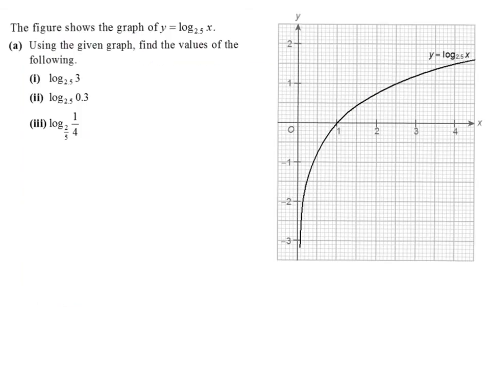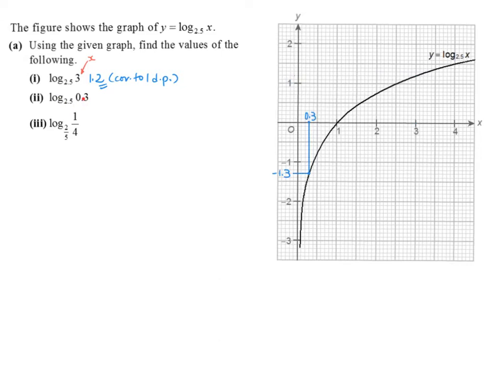Now let's move on to an example here. This graph is y equals log base 2.5 of x, and we want to use this graph to find the value of this. The same base, and we want to find when x equals 3, what is y. So we draw a line up from x equals 3 and we find the y. The answer will be 1.2, correct to 1 dp.